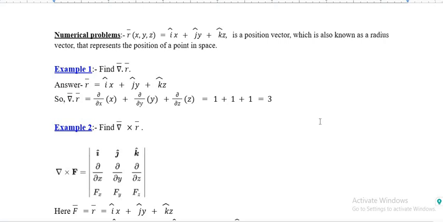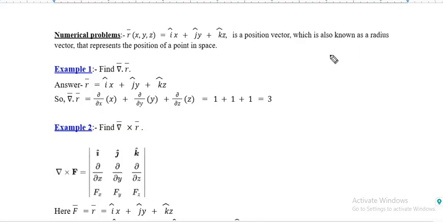Hello, today we'll discuss some numerical problems related to position vector or radius vector. So first we'll discuss what we mean by position vector. At first, position vector is represented by r vector, which is a function of x, y and z.